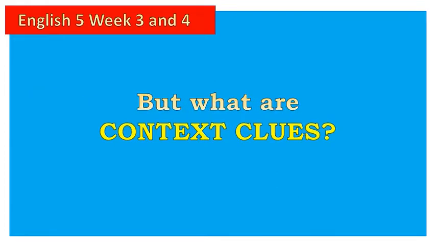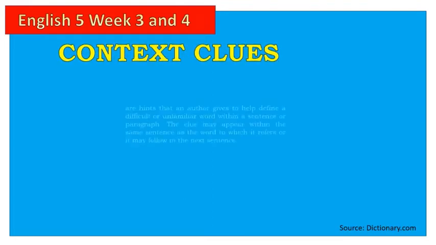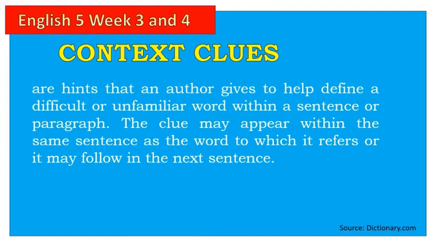But what are context clues? Context clues are hints that an author gives to help define a difficult or unfamiliar word within a sentence or paragraph. The clue may appear within the same sentence as the word to which it refers, or it may follow in the next sentence.